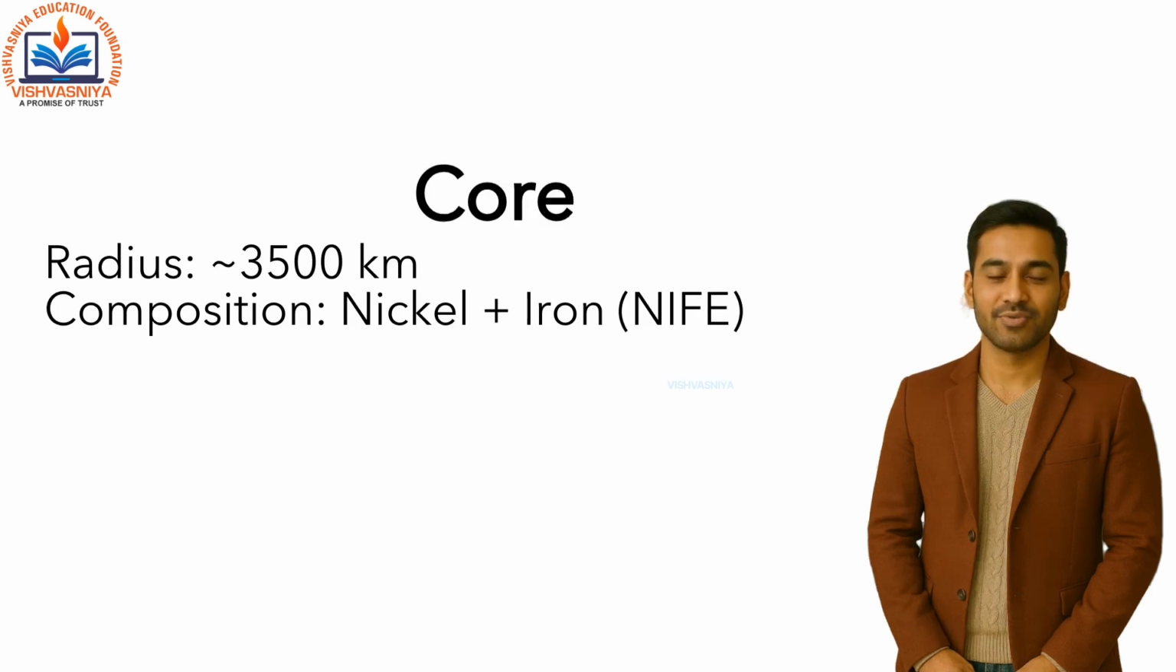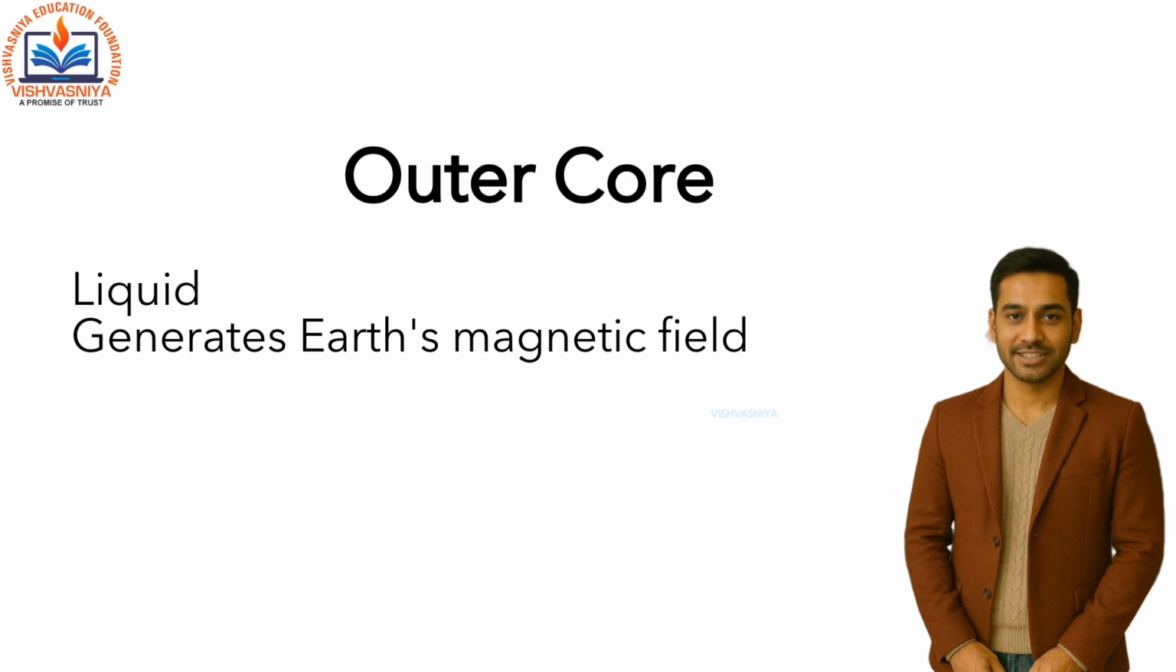Finally, let's move to the core, the deepest part of the Earth. It has a radius of about 3,500 kilometers and is made of nickel and iron, which is why it is called NiFe. The core has two parts: the outer core, liquid in nature.